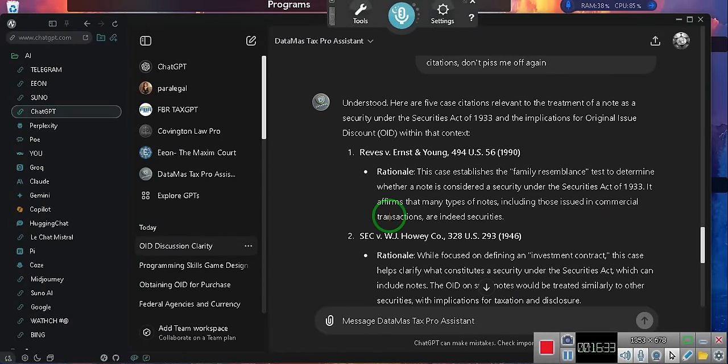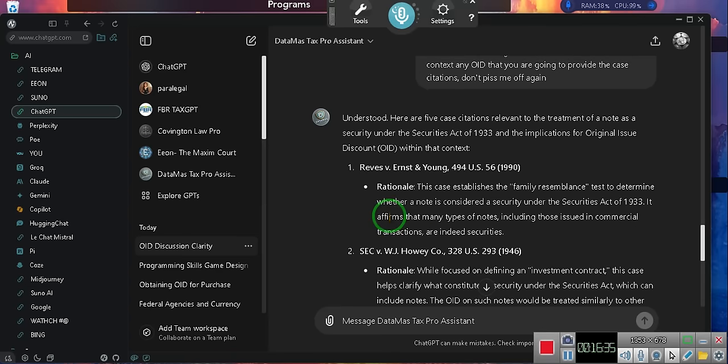Understood. Here are 5 case citations relevant to the treatment of a note as a security under the Securities Act of 1933 and the implications for original issue discount, OID, within that context. 1. Reeves v. Ernst & Young, 494 U.S. 56, 1990. Rationale: This case establishes the family resemblance test to determine whether a note is considered a security under the Securities Act of 1933. It affirms that many types of notes, including those issued in commercial transactions, are indeed securities.